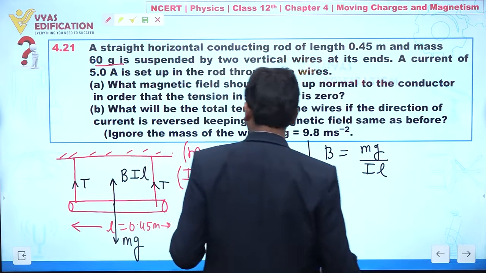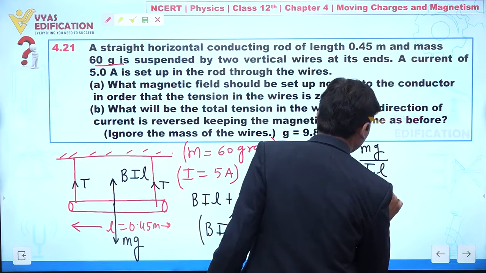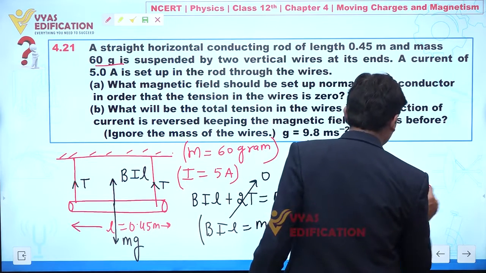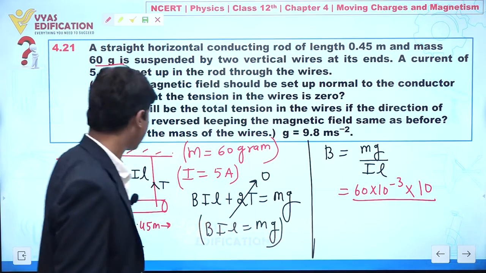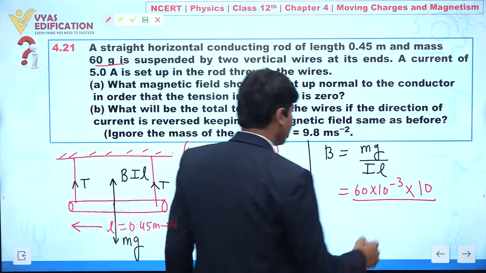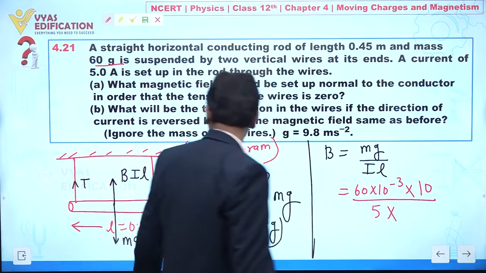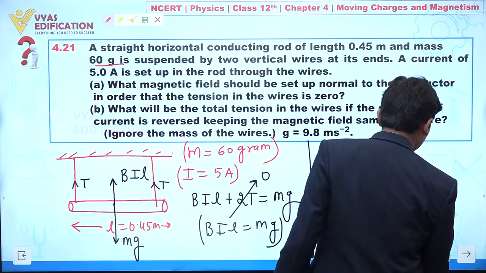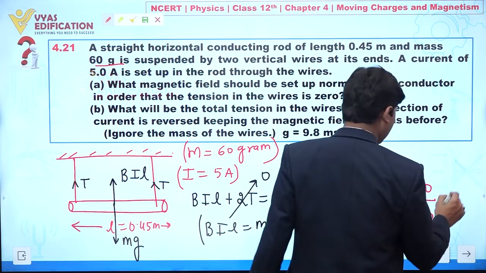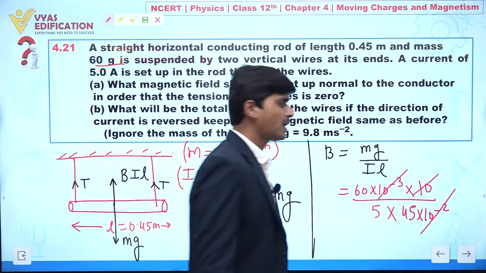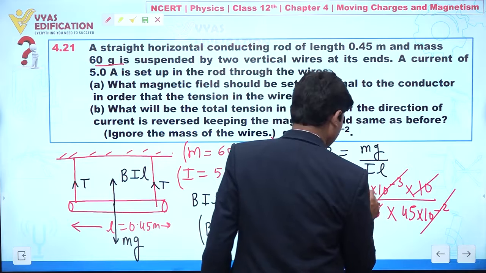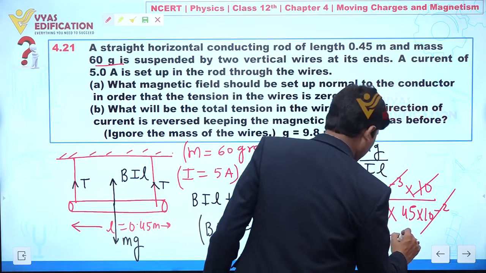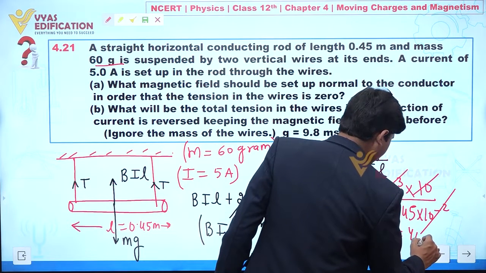Now from here we can say mg by IL. Mass is given to you as 60 gram, so 60 into 10 to the power minus 3. The value of g we have, that is 10, and it is divided by the current, which is 5, and the length of the conductor is given as 0.45 meter, or we can say 45 into 10 to the power minus 2. From here, all of this cancels. So we can say this is 12 divided by 45, or I can say this is 4 divided by 15.